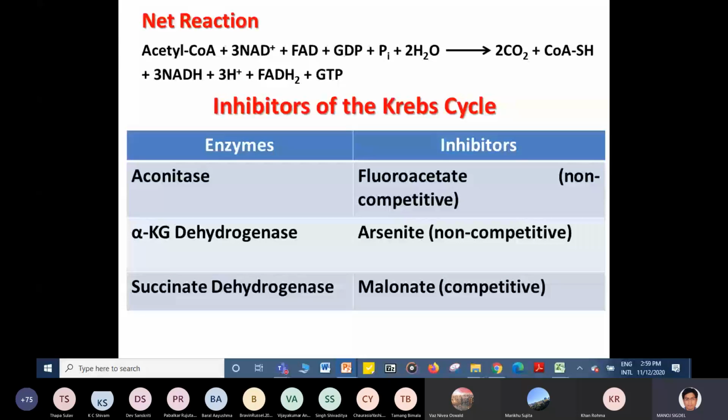Now let's see the net reaction. If you had read how to write the net reaction, this is also very simple. Acetyl-CoA will come and this acetyl-CoA will be released as carbon dioxide. That's why simply on the left hand side you will be writing the acetyl-CoA, on the right hand side you will be writing the carbon dioxide.